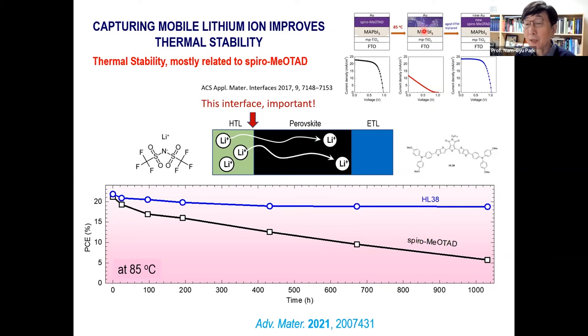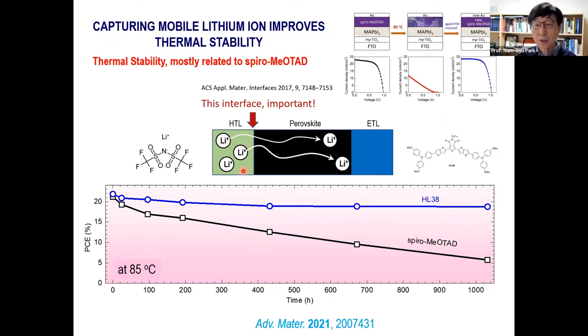So we found that a highly crystalline spiro morphology was found after 85 degrees C exposure. Probably you can lose the conductivity of the spiro compound. So we removed this aged spiro compound and replaced it with a very fresh new spiro compound, and then the IV curve is recovered. This means that handling spiro is very important at high temperature.